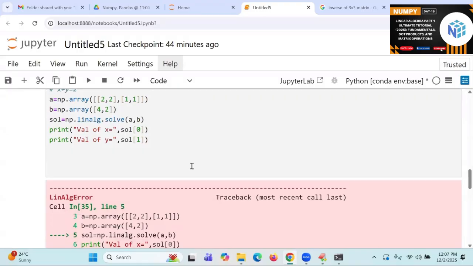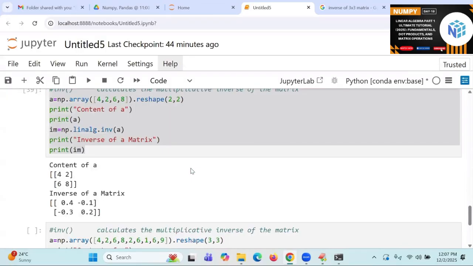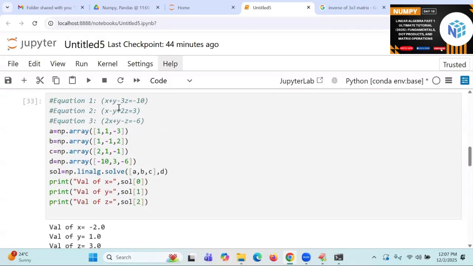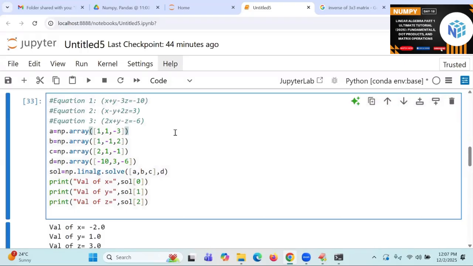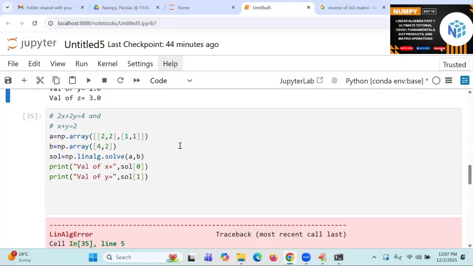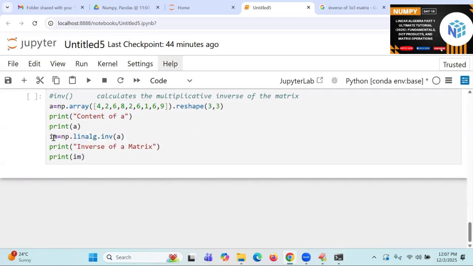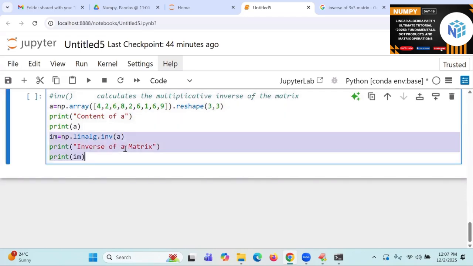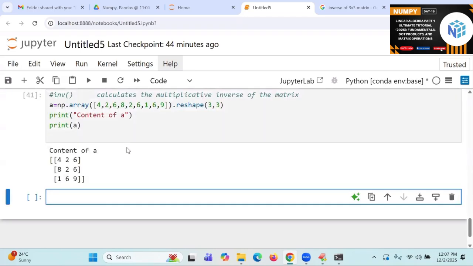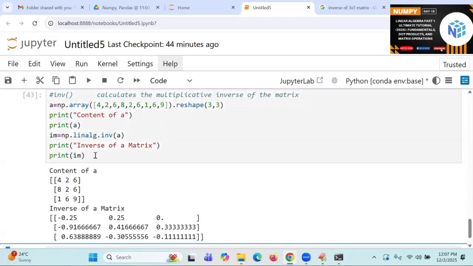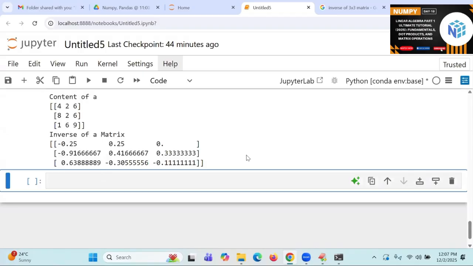Inverse is used in where? Solving equations. When 3 by 3 is coming, three variables I used. X, Y, Z used or not? In this X, Y, Z compulsory, what is used? Inverse is applied. 3 by 3 inverse is applied. Here I am going to take 3 by 3. Content of this you see. This is 3 by 3. For this 3 by 3, there is an inverse I am going to use. So the inverse matrix is going to be like this.